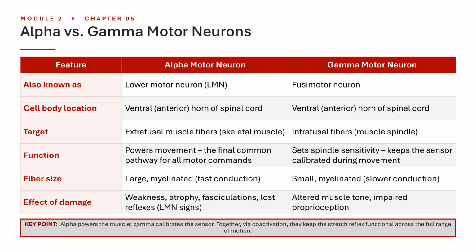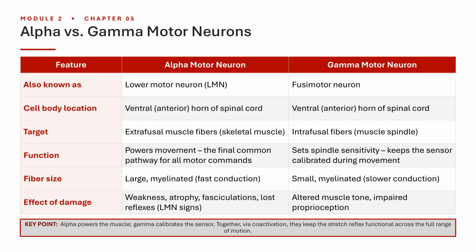Let's consolidate with this comparison table because these two neuron types are often confused on examinations. Alpha motor neuron, also called the lower motor neuron, cell body in the ventral anterior horn. Target: extrafusal muscle fibers, the ones that produce force. Function: powers movement. It is the final common pathway for all motor commands. Large, heavily myelinated axon for fast conduction. If damaged, weakness, atrophy, fasciculations, and lost reflexes, the classic LMN signs.